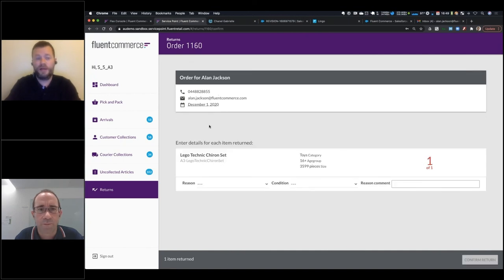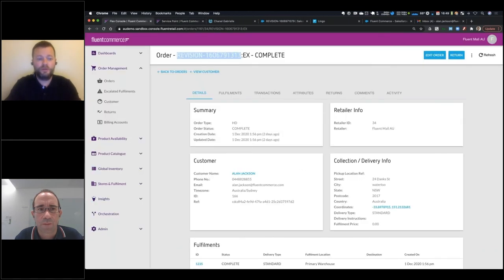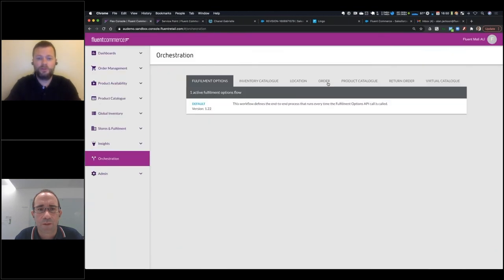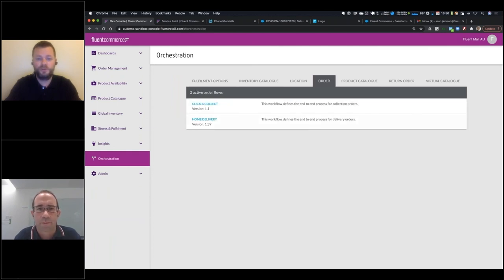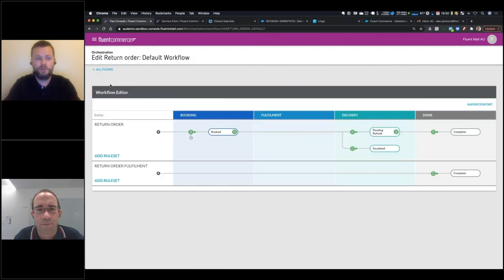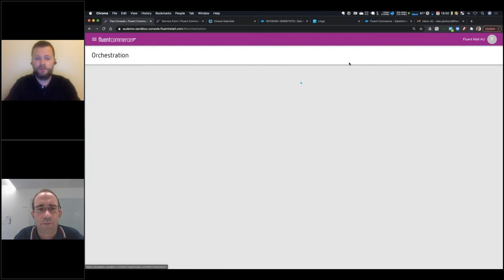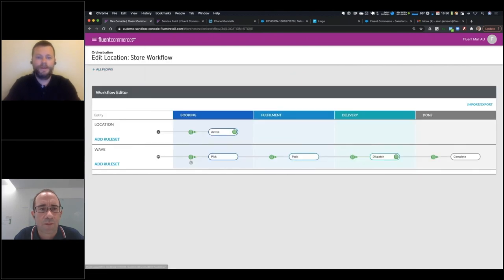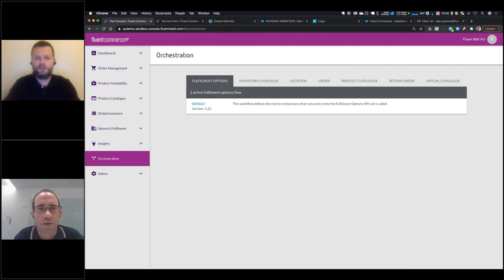So yeah, Fluent has that return capability, and that's also underpinned by business rules as well. And I showed you those workflows and rules from an order perspective earlier on, but that methodology permeates throughout the entire system. So how a return is defined is also based on workflow, as is the pick and pack process in the store. So hopefully that answers the question.